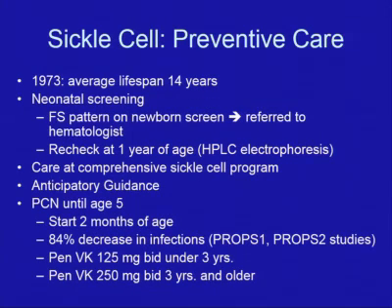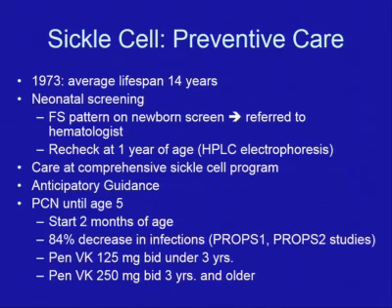So, things we can do to help keep people healthy with sickle cell disease. In 1973, the average lifespan was 14 years. It is much better now, but not perfect. So, neonatal screening. If you see evidence of sickle cell on the newborn screen, those patients come to a hematologist or a sickle cell referral center so that we can define what kind of sickle cell they have. Patients really should be treated at a comprehensive sickle cell program. There's a lot of anticipatory guidance.